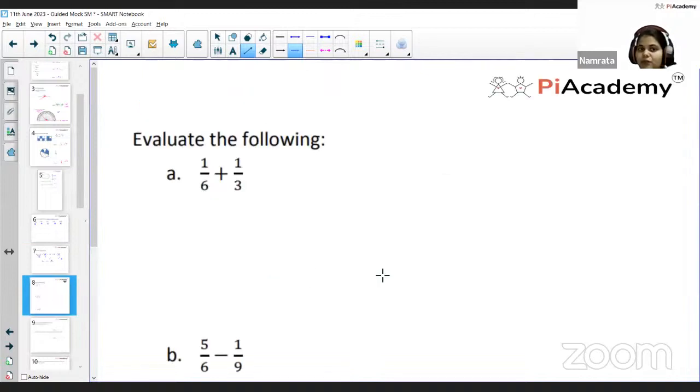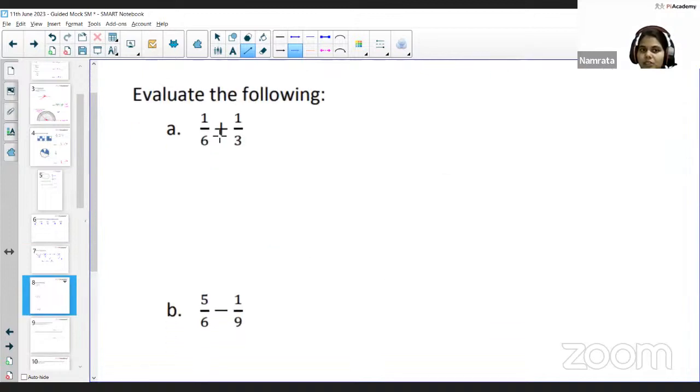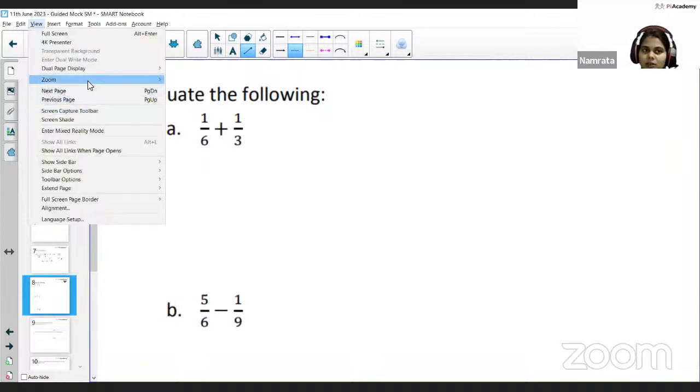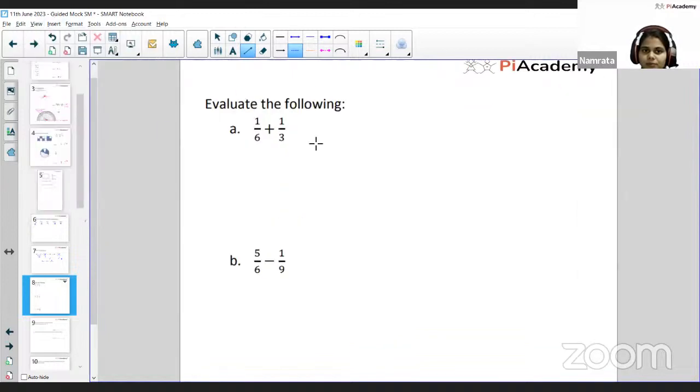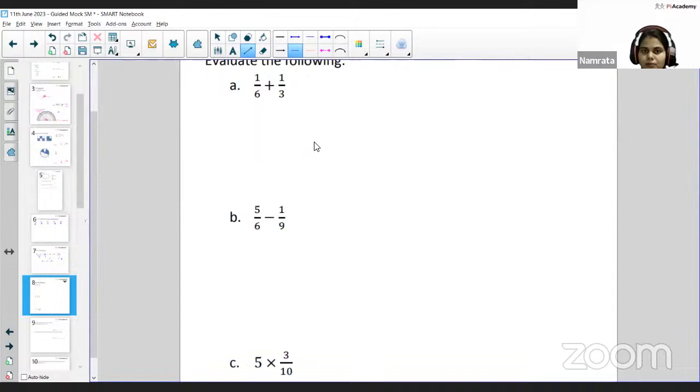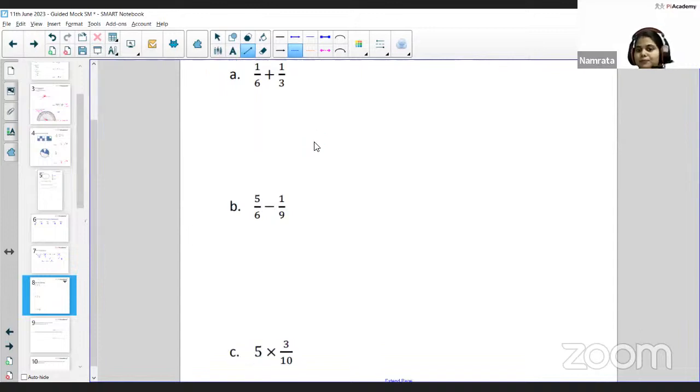Here again, we need to evaluate the following. So take your time. There are 3 questions in all. I hope that's visible to everyone. We'll start discussing after 2 minutes. Kindly ensure for fractions, whenever we add or subtract, we need to ensure that the denominators are same.